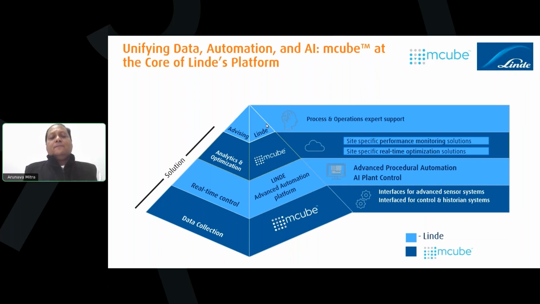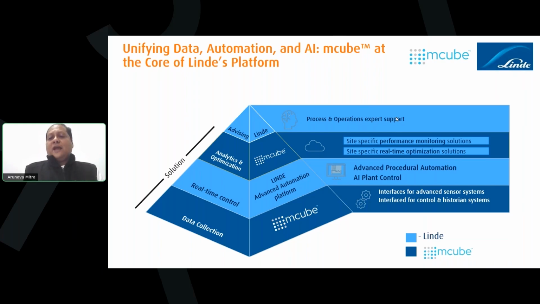So if you see, we are talking about collaboration at 4 layers or 4 levels. At the bottom, mCube's data capabilities, which I spoke about in my last slide, where it can handle very high throughput of data from your historians, from your control systems, from your sensors or equipment.